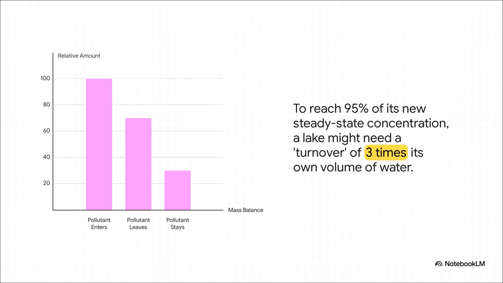time. Here's a crazy stat from the source. For a lake to reach about 95% of its new, cleaner state, it might need a turnover of 3 times its entire volume of water. 3 times! It just goes to show that nature is playing by the exact same rules, just on a scale that's hard to even imagine.